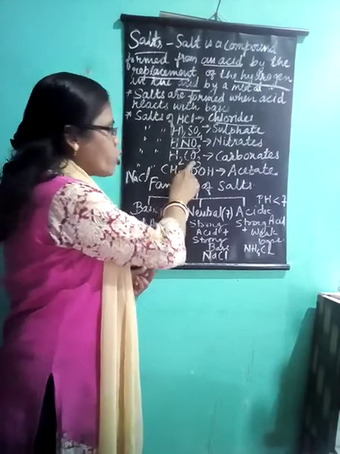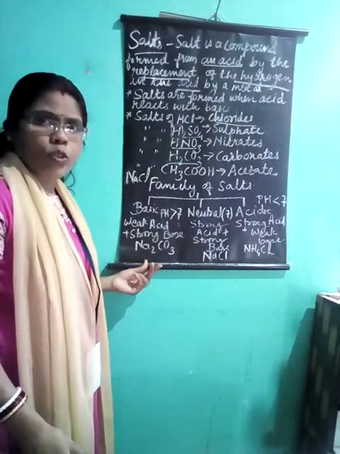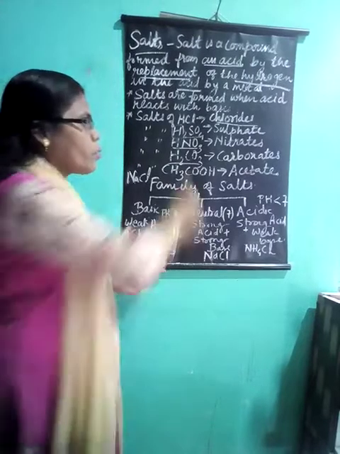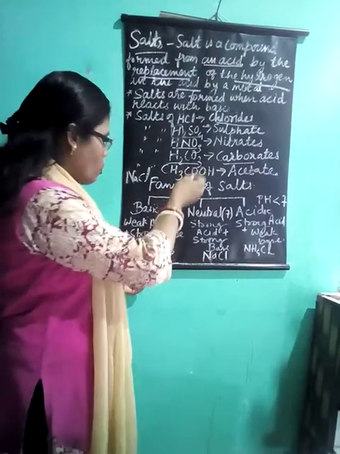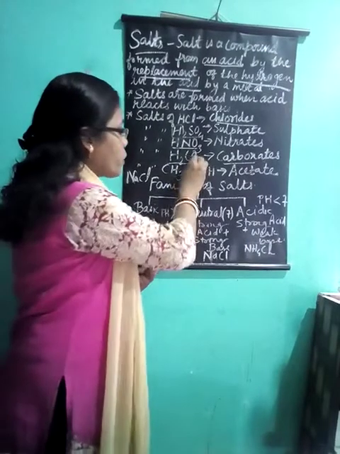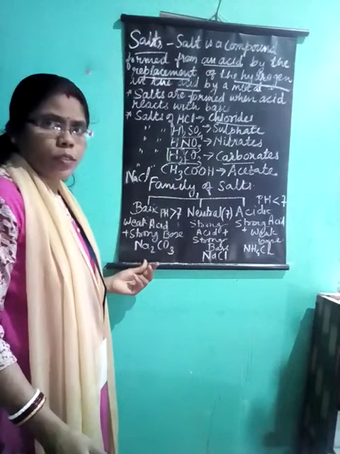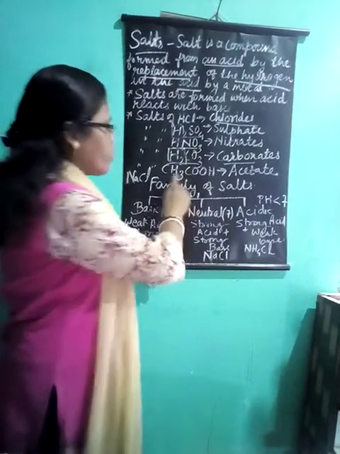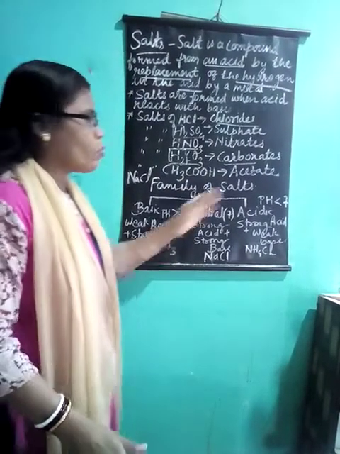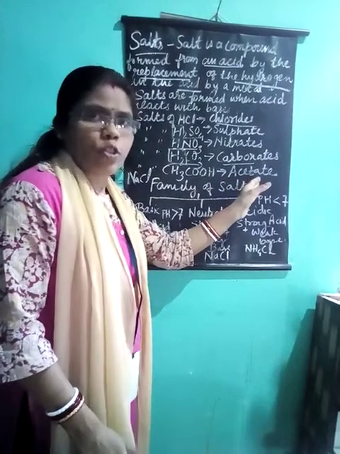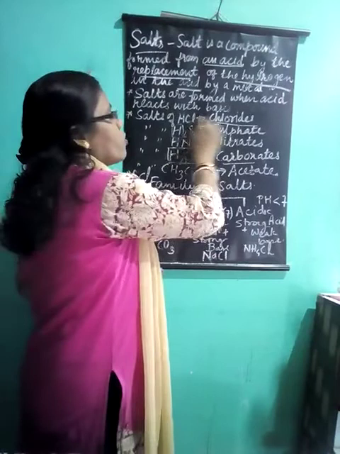Carbonic acid, H2CO3. The compounds formed are called carbonates. In carbonic acid, when hydrogen is replaced, we get sodium carbonate, potassium carbonate. Now, CH3COOH is acetic acid. The compounds formed are acetates: sodium acetate, potassium acetate. This is the way the compounds are named.